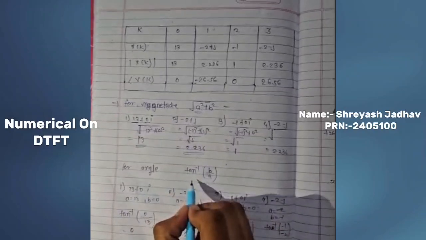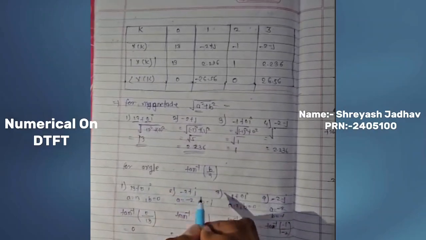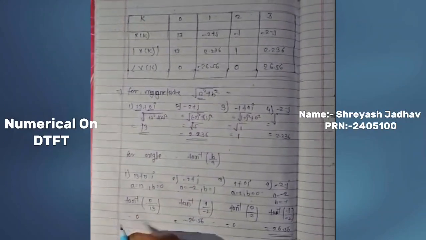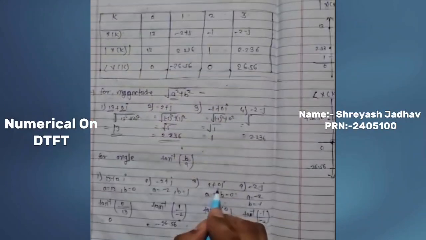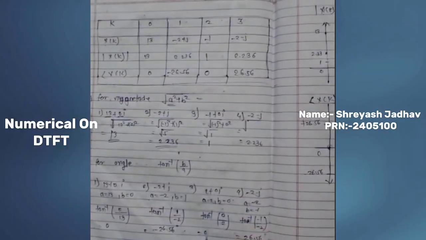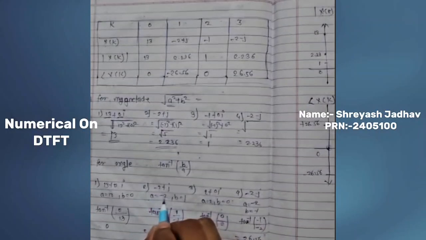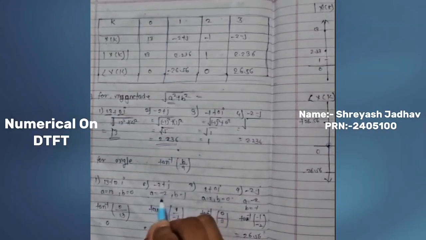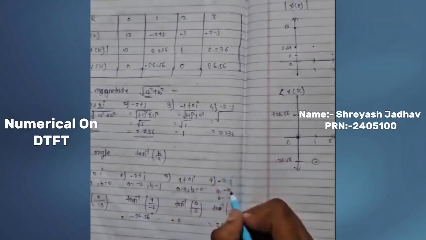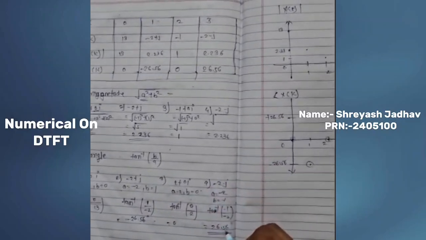In this, use the formula tan inverse of b upon a. Here b is equal to 0, which causes the angle to be 0, and at k is equal to 2, b is equal to 0 and a is equal to minus 1. Hence the angle is 0 degree. At k is equal to 1, b is equal to 1 and a is equal to minus 2. Hence the angle is minus 26.56 degree. Similarly, at k is equal to 3, the angle is 26.56 degree.